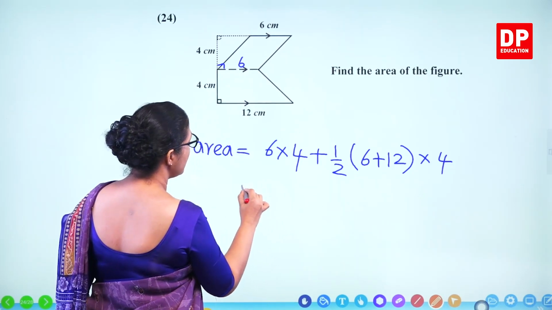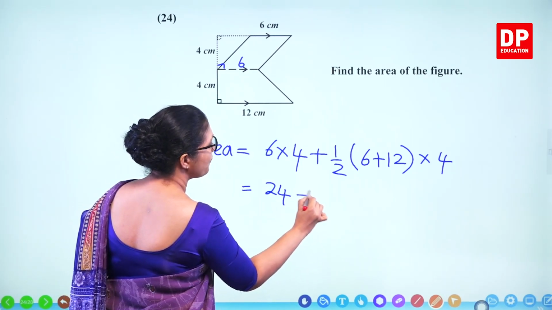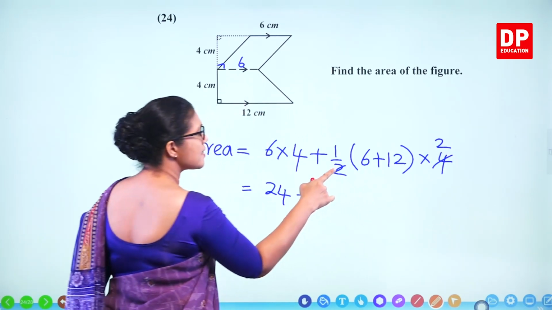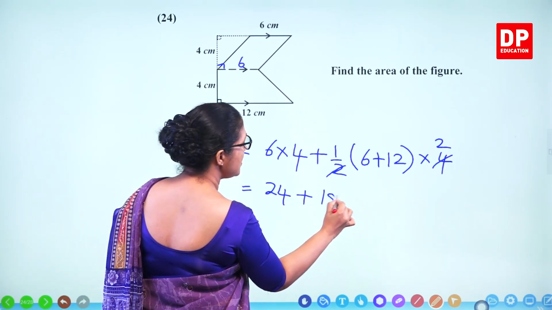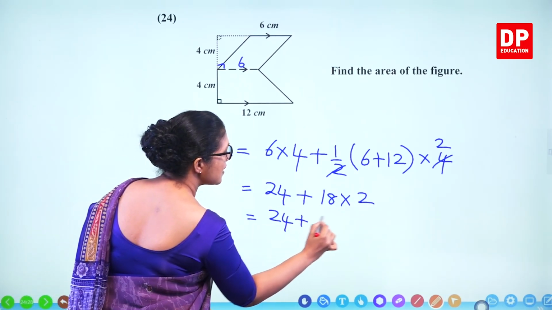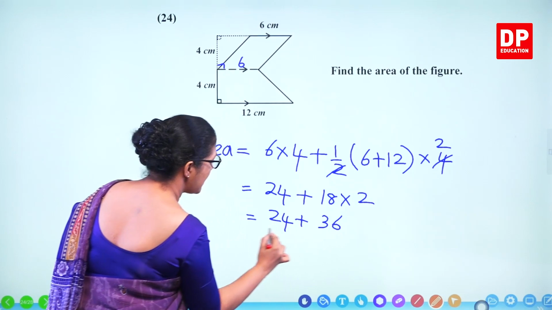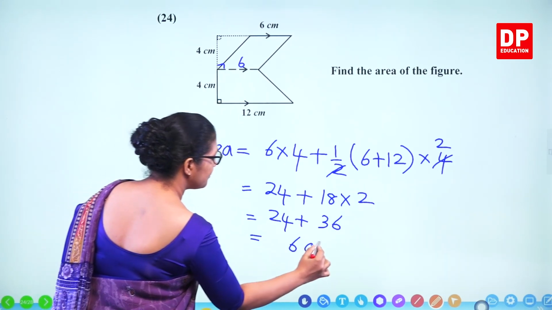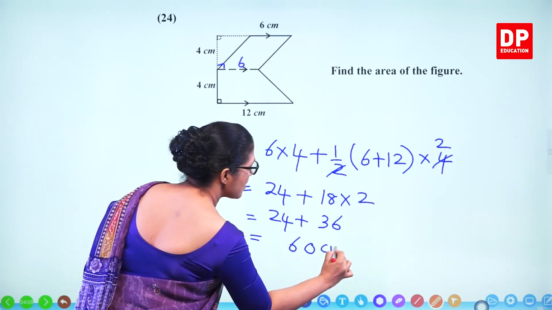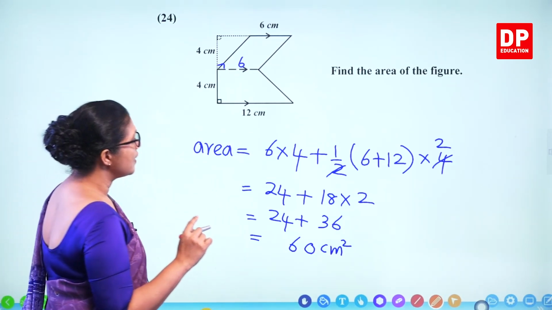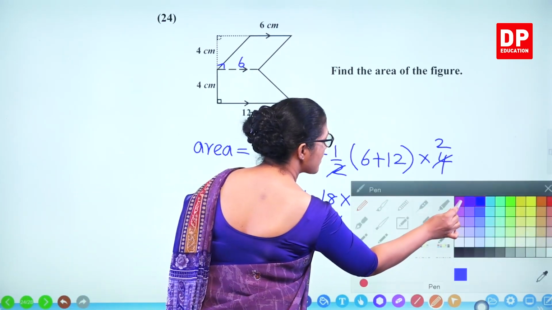Now simplify. 6 times 4, 24. Here 2 and this 4, you get 2. 6 plus 12, 18 times 2. 24 plus 36, you get 60. 60 square centimeters is the area of this total figure. So 2 marks.